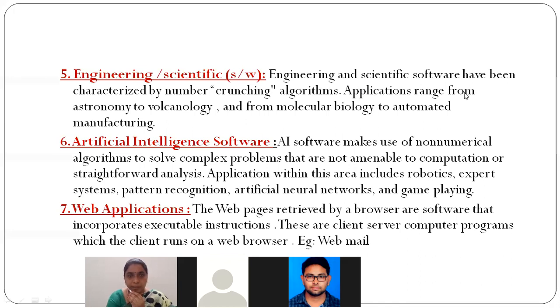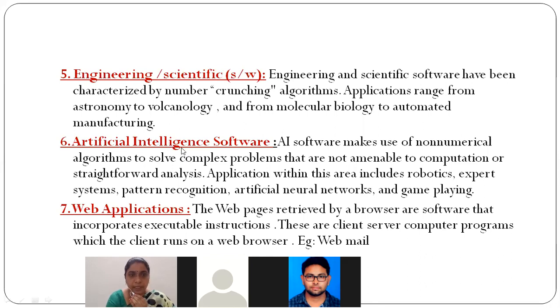So for example, the application can range from astronomy to volcanology. People who are studying astronomy, regarding the galaxies, regarding the objects in the galaxy, all these people can use the software, starting from the galaxy, from the topmost, to volcanology, to the bottommost. We'll be having different kinds of softwares related to different fields. So all those softwares relating to a particular engineering field or scientific field come under engineering and scientific software.